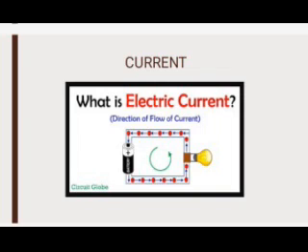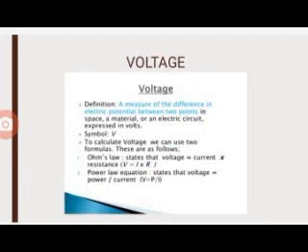Next, in the diagram you see the current. What is an electric current? The electric current is the rate at which the charge is flowing. It is the direction of flow of current. In which direction the electrons or protons move, it is called the current flowing.